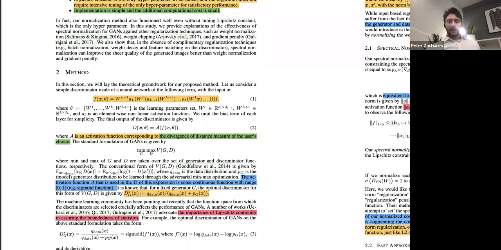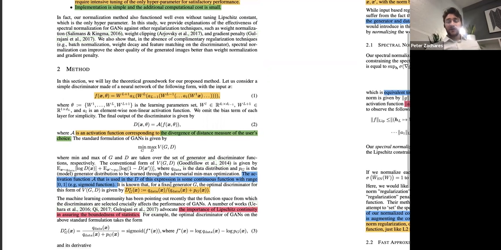Anyway, and then they say it is known for a fixed generative model, G, the optimal discriminator for their... oh, sorry, I should introduce this. For training GANs, the objective function is some function V that takes in the discriminator and the generator, and you want to maximize the value of this objective function with respect to the discriminator and minimize it with respect to the generator.